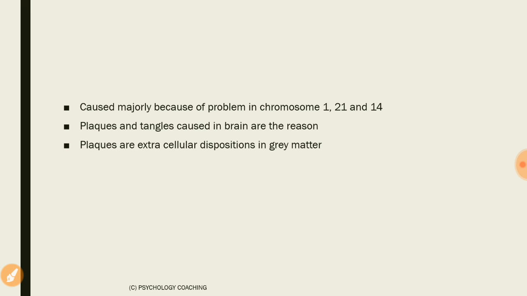If we talk about the major causes, one of them could be the different chromosomes. Chromosome 1, chromosome 21 and chromosome 14 are majorly responsible for Alzheimer's disease. The second biological reason could be the plaques and the tangles that take place in the brain of a person suffering from Alzheimer's. Tangles are entanglements of the different neurons, and plaques are the cellular deposition in the gray matter.